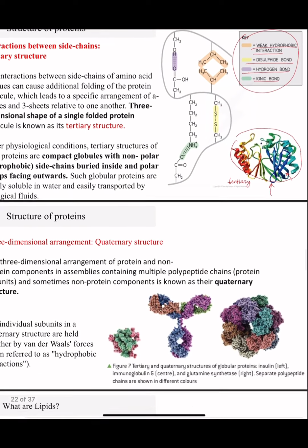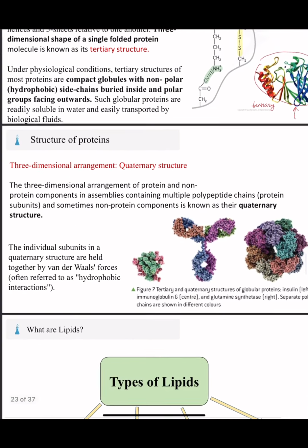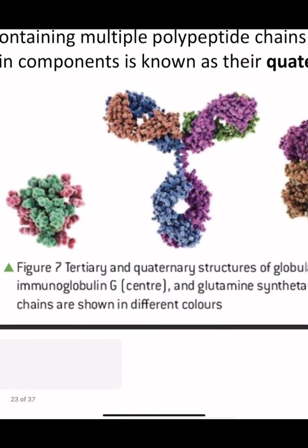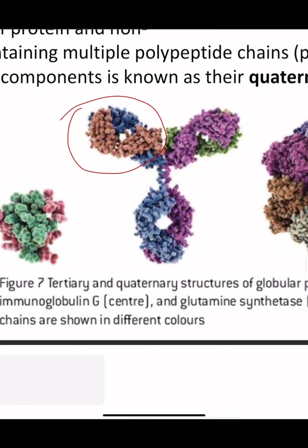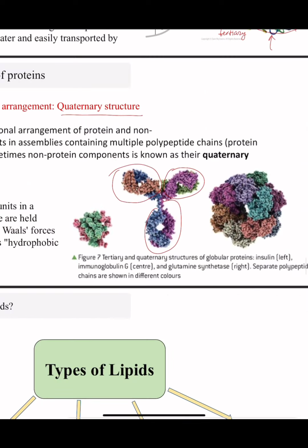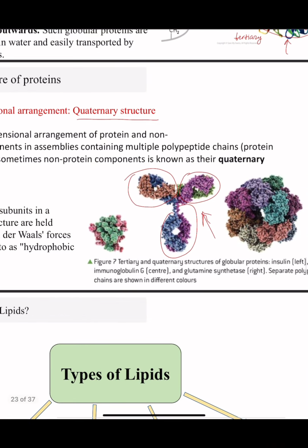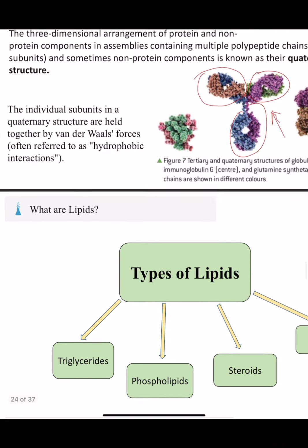Now, when the tertiary structures combine together, they make the quaternary structure, and this is how it looks. This is one tertiary structure, this is one tertiary structure, and this is one. And this is actually the muscle tissue. This is how it looks. We have it in our body. Okay, so that is that about the proteins.